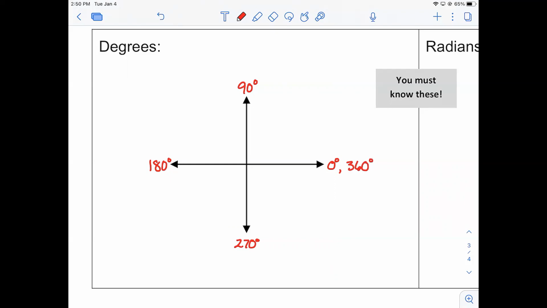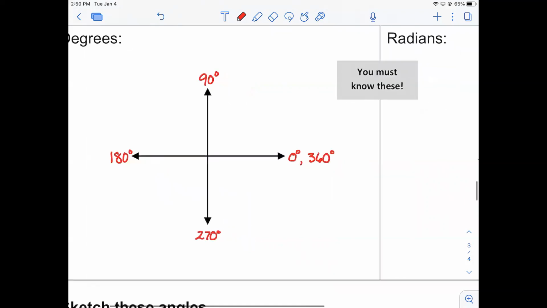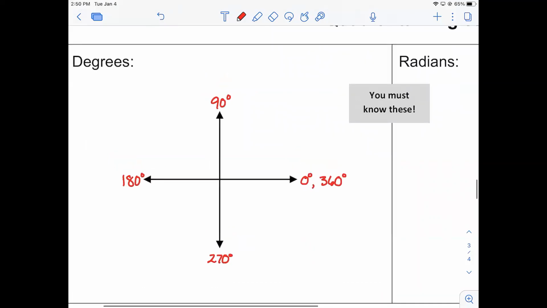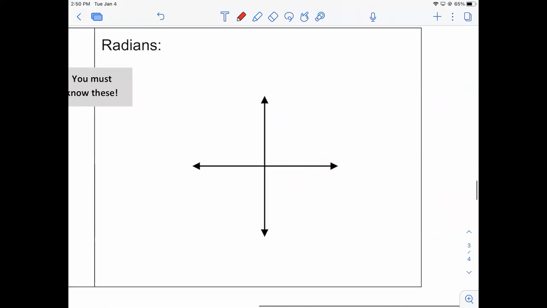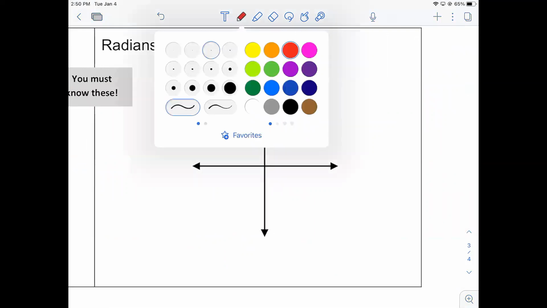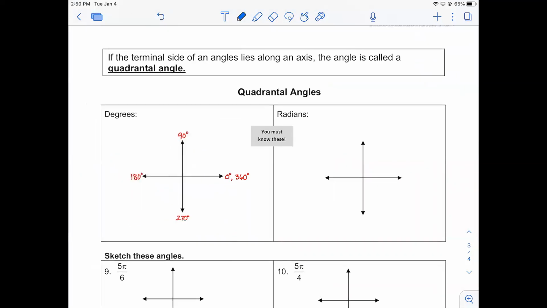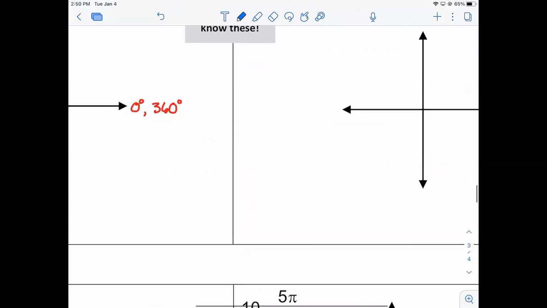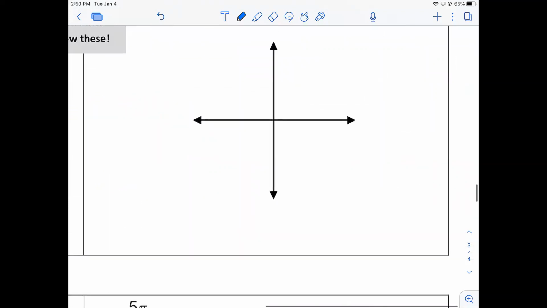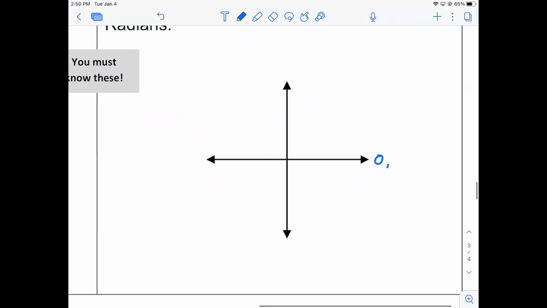Okay, so those are my quadrantals. These are something that you have to know. You should be able to spout those off. If I ask anyone in this room, everyone should know what those are. Okay, to find the radian measures, we're going to take what we just did and convert each one of those quadrantals into radians. Okay, so easiest one first, 0. If I take 0 and I multiply it by something, I'm just going to end up with 0. So this is going to be 0 just like it is on the other one.